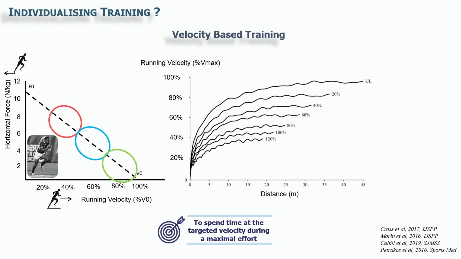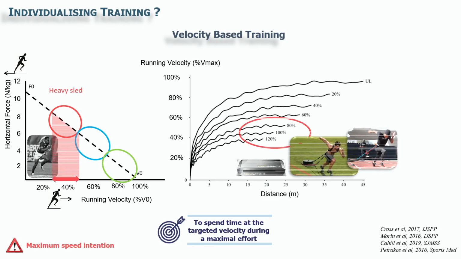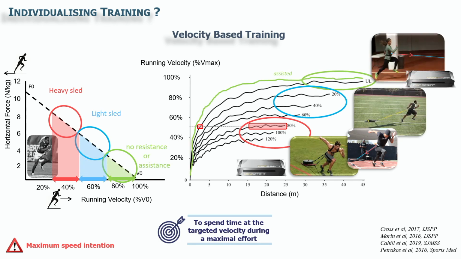And if you want to spend a large time at 40%, 50% of maximal velocity, you should train with resistance: sled, cable, 1080 device. In this way, for example, with 80% of body mass, you will spend a larger time at this targeted velocity than if you do an unloaded sprint, in which you will spend maybe one step or less than one step at this velocity. So thanks to resistance, but also to assistance, you can target different velocities, and so you can increase the time of training at this specific velocity.